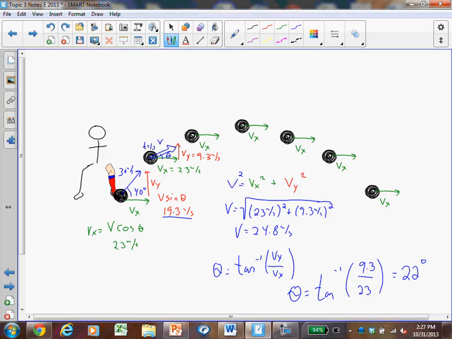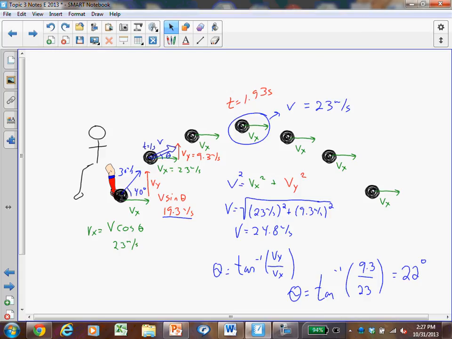Now once we get the t at the top, which would be 1.93 seconds, what's our y go to? It goes to 0. So it's all Vx, and our velocity at that point equals 23 meters per second. So you could get your Vx and Vy at any point on your path. Use Pythagorean theorem to find the magnitude of the overall, and use tan inverse to get the direction of it.